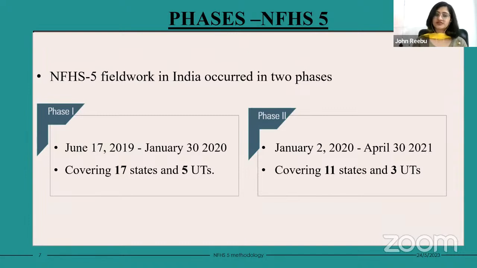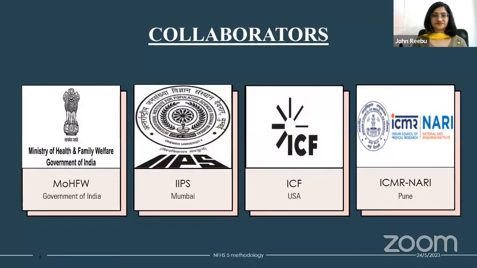NFHS-5 was conducted in two phases. That is, the first phase was conducted from June 17, 2019 to January 30, 2020. And the first phase has covered 17 states and five union territories. Whereas the second phase was conducted from January 2, 2020 to April 30, 2021. And that has covered 11 states and three union territories.